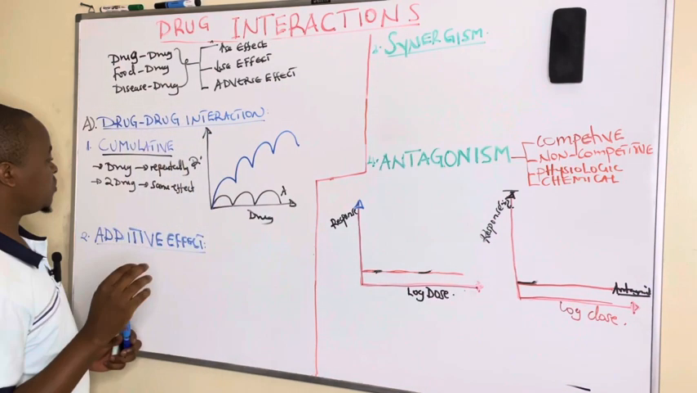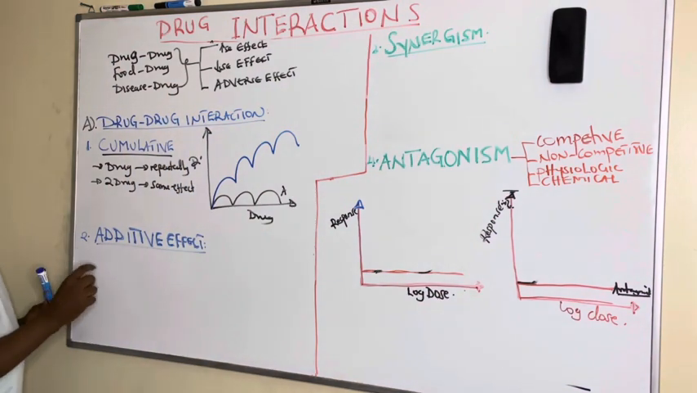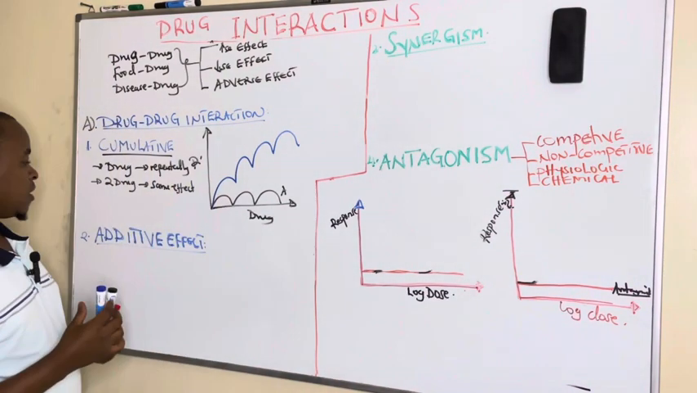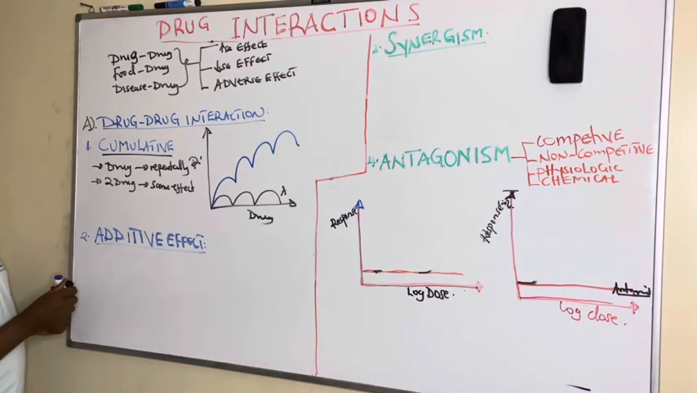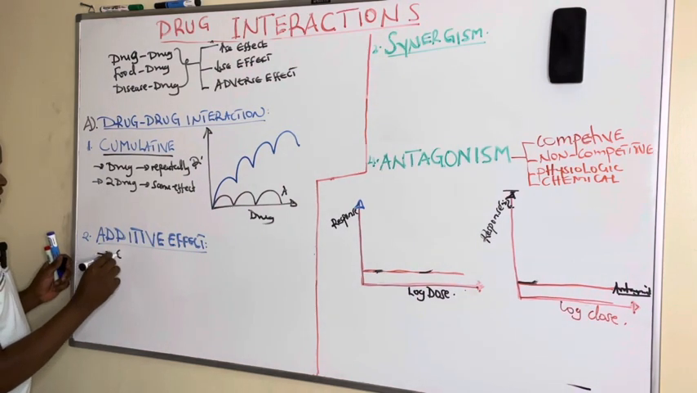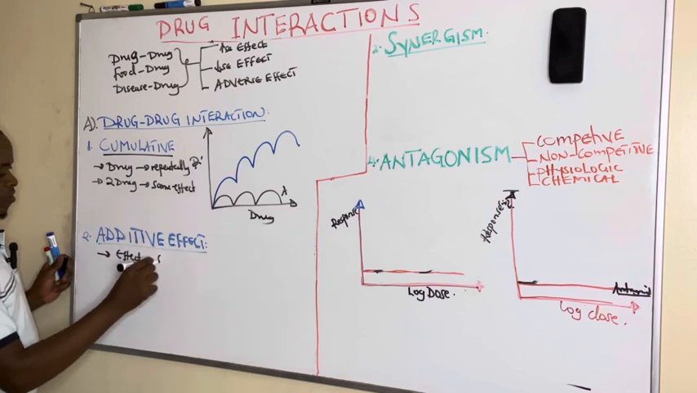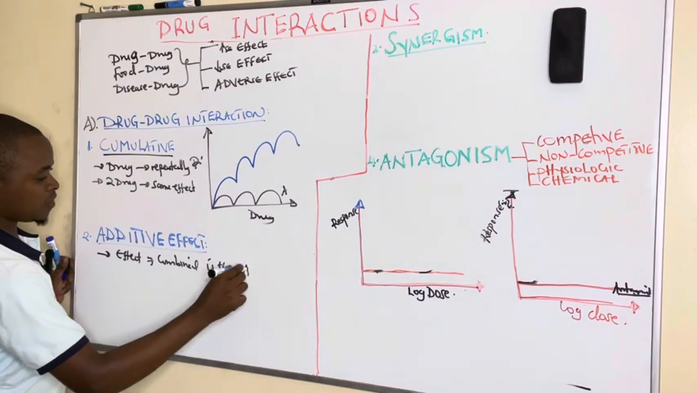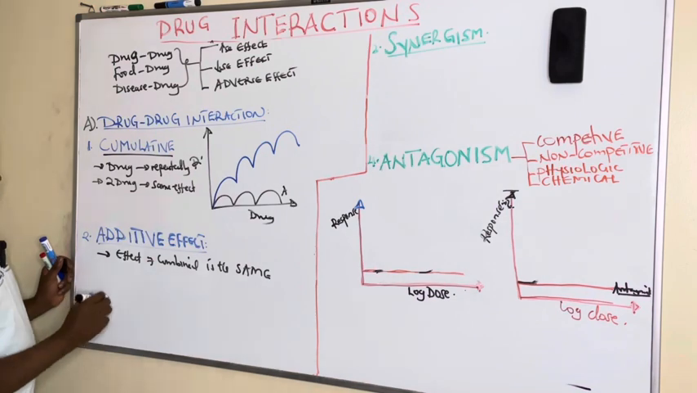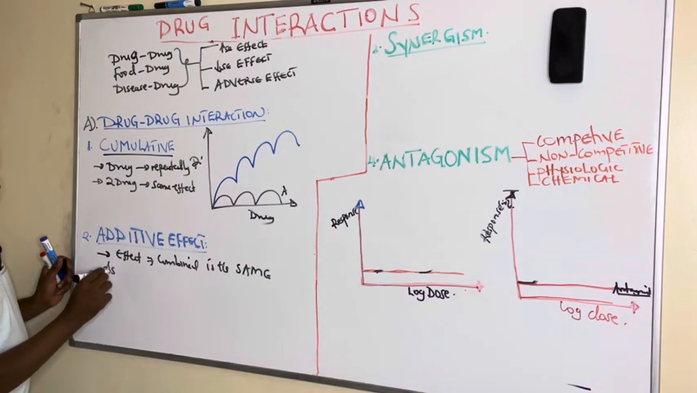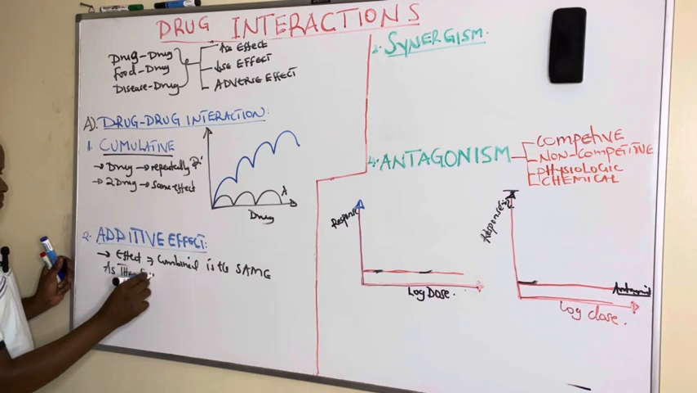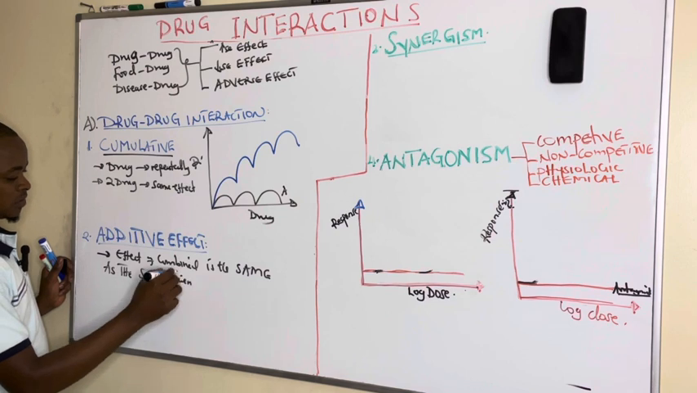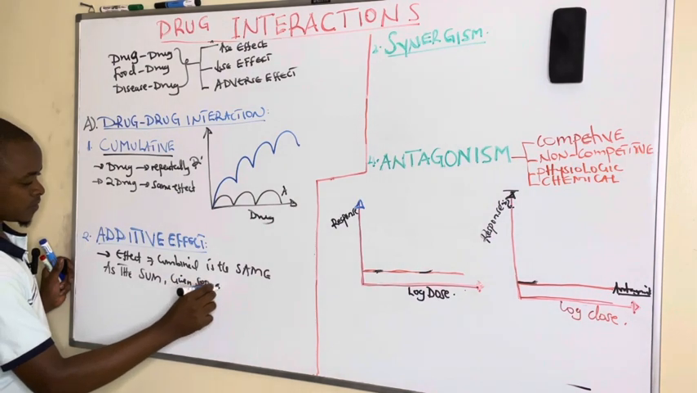Then the next effect produced when drugs are combined together is what we call additive effect, or you can call it summation. Here we are going to see that the effect of the combined drug is the same. Here the key word is that it is the same as the sum of the effects when these two drugs are given separately.